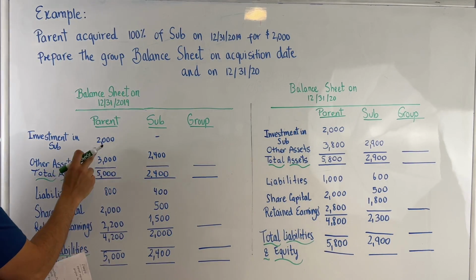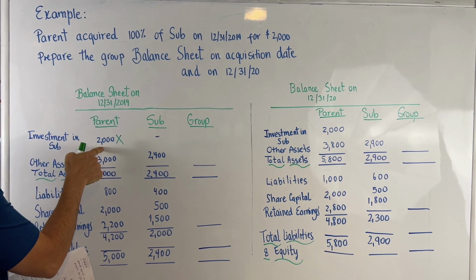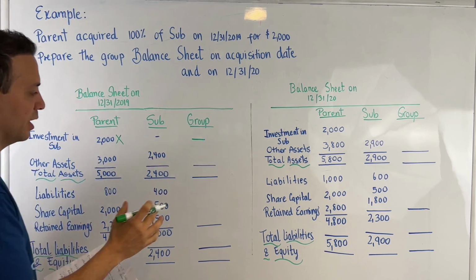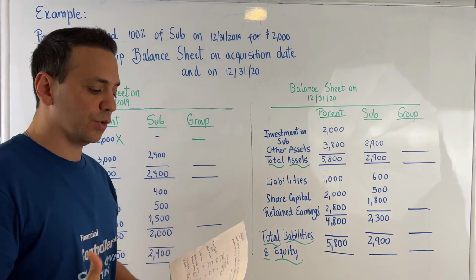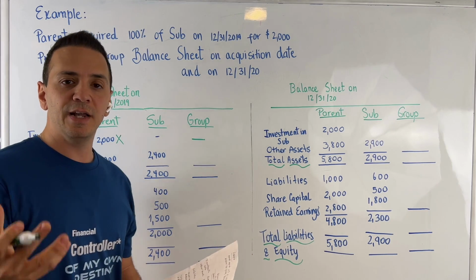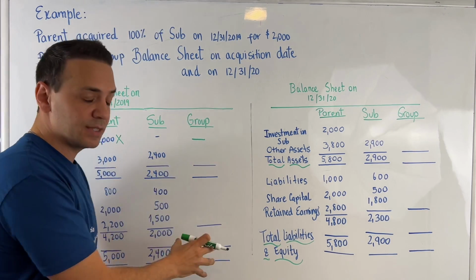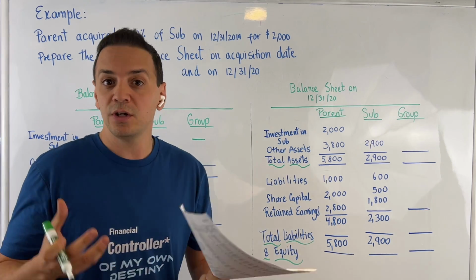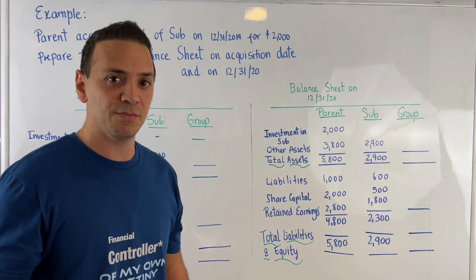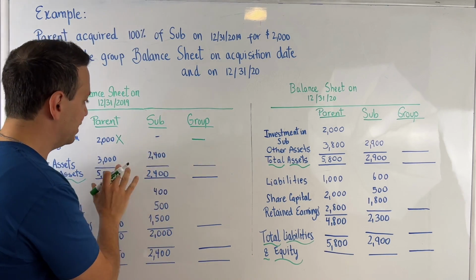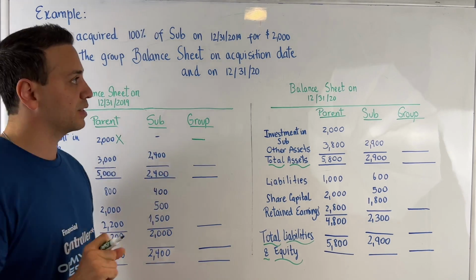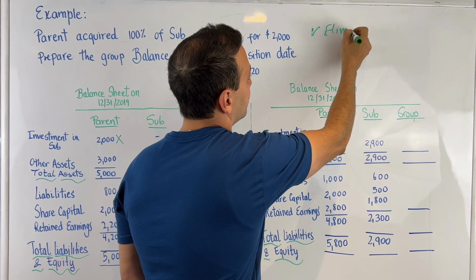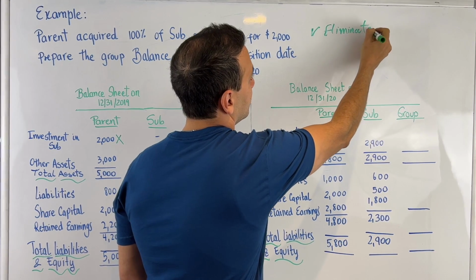So the first step is that we're going to eliminate the investment in sub. So when you combine the group, this will be 0, right? Because when you have 100% ownership in the sub, instead of recording an investment on a group basis, you're going to combine the assets and liabilities. And owning the assets and liabilities is almost equivalent to owning an investment in the sub. So you're going to eliminate the investment in the sub, and then combine the assets and liabilities of the sub. So the first step is going to be to eliminate the investment.